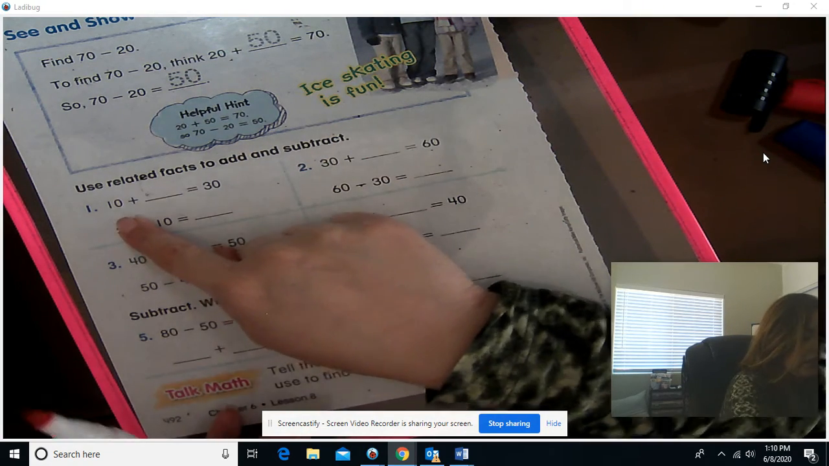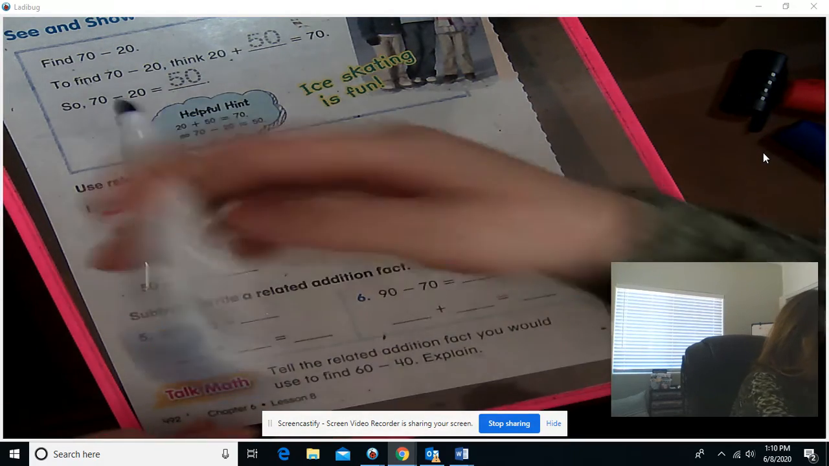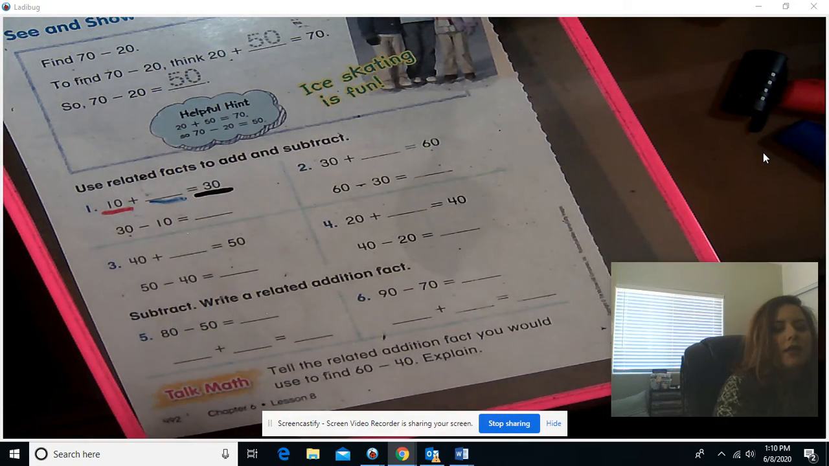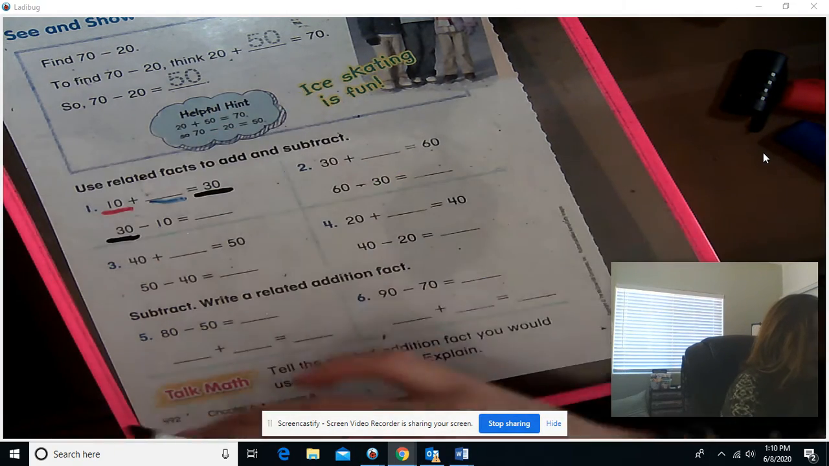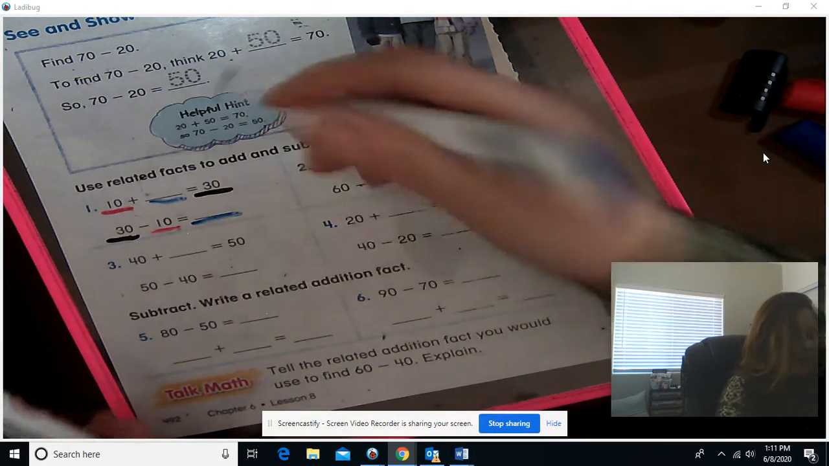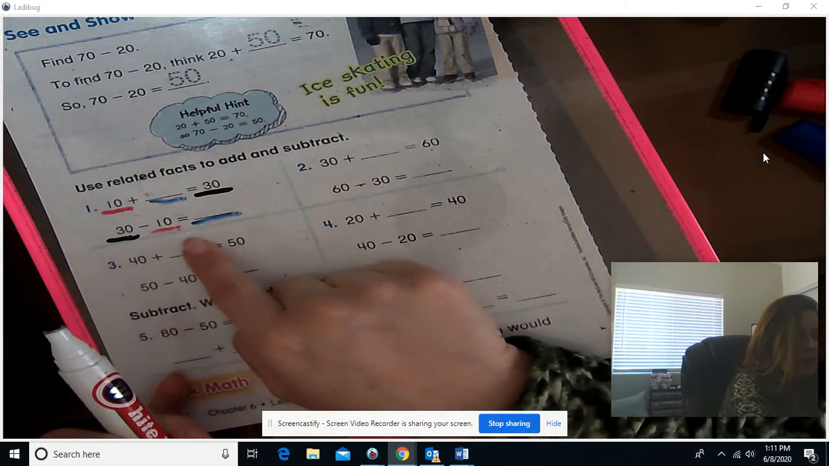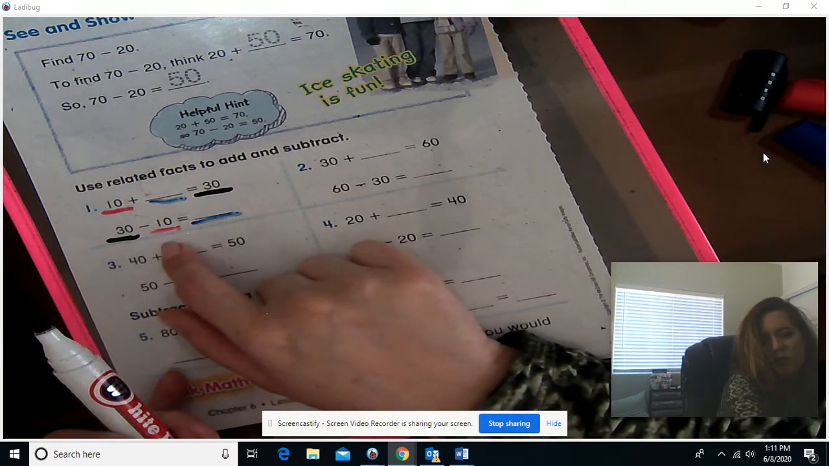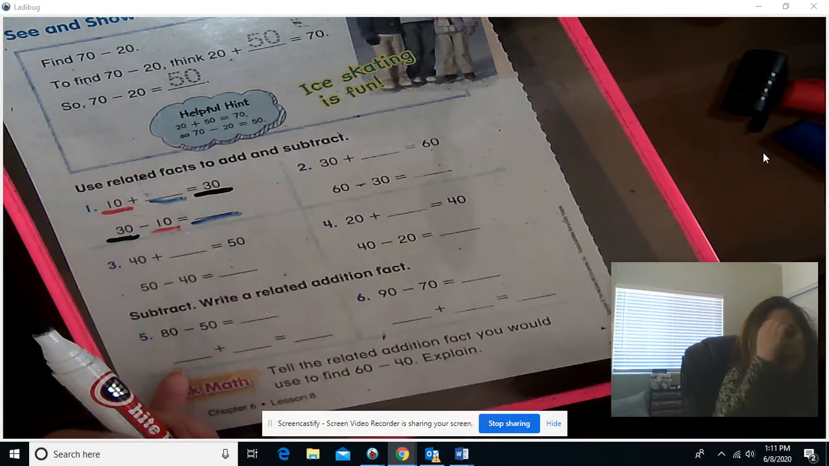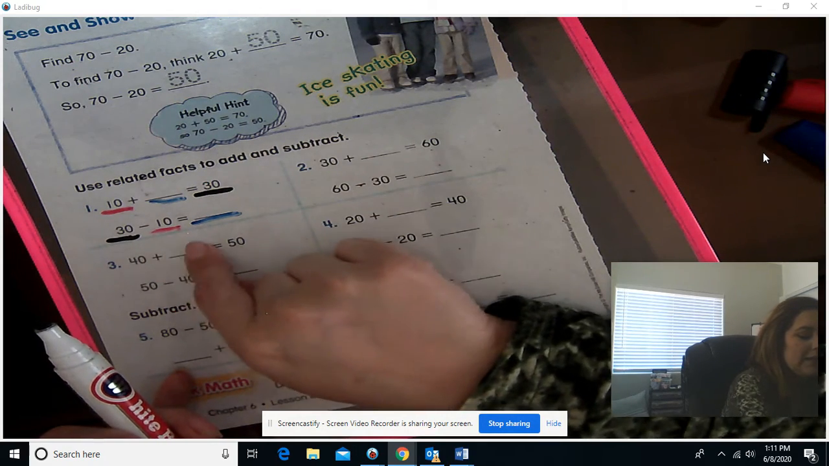So in addition, it's baby bear plus baby bear equals mama bear. In subtraction, it's mama bear minus baby bear equals baby bear, right? So what's missing? I think it's easier if we start with the subtraction first in this one, because if I can solve this one, then I can figure out what's missing in my addition. So I'm going to start with subtraction, 30 minus 10.